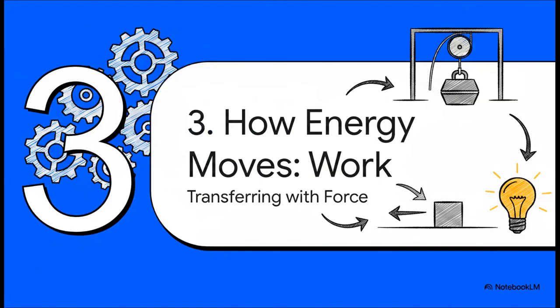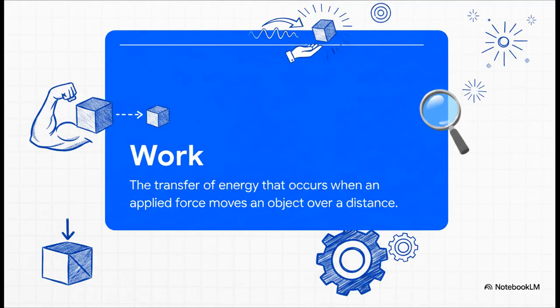So we've met our different forms of energy, but how do we get them from one place to another, or change them from one type to another? Well, the first big way we do that is something physicists call work. Now, in physics, work isn't about your 9-to-5 job or your homework. Work is specifically the transfer of energy. And it only happens, this is key, when you apply a force to an object and that force makes the object move some distance. If there's no movement, there is no work, period.